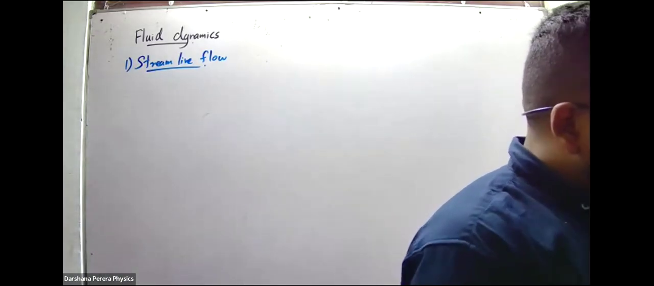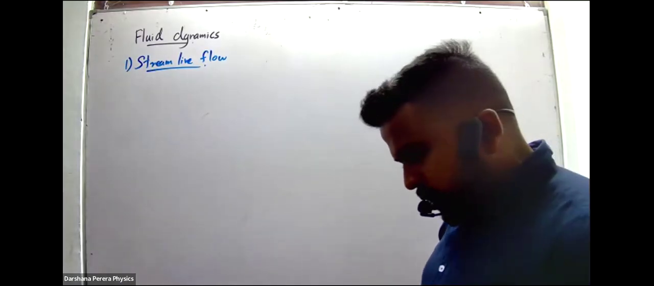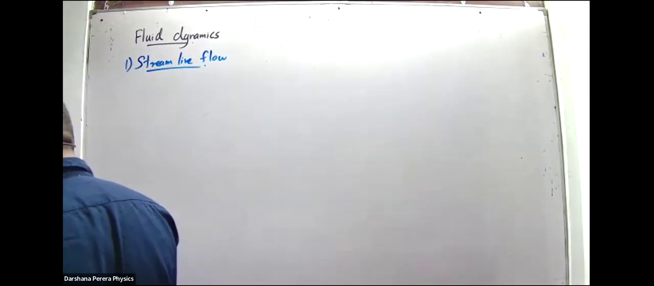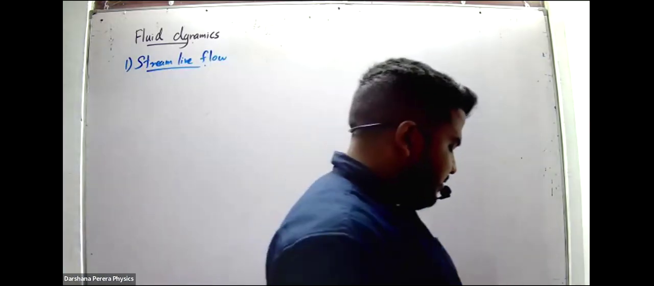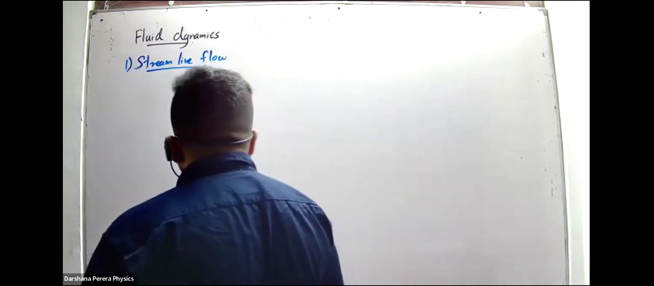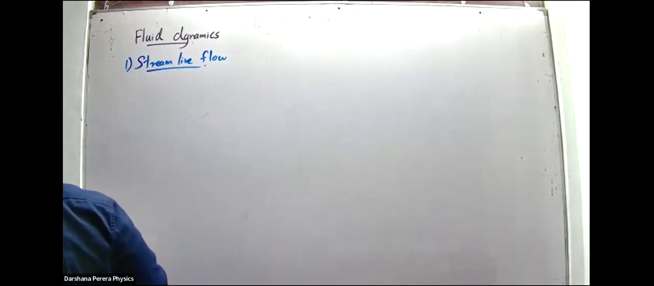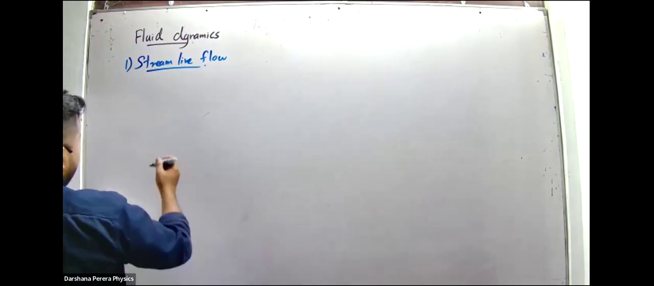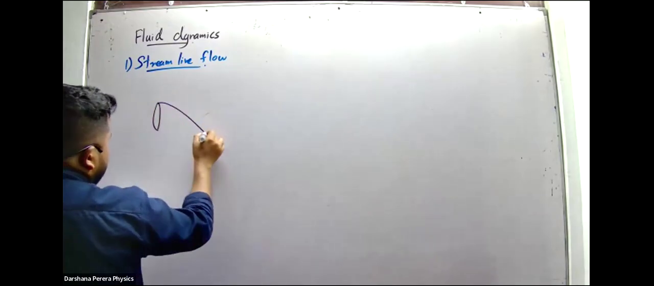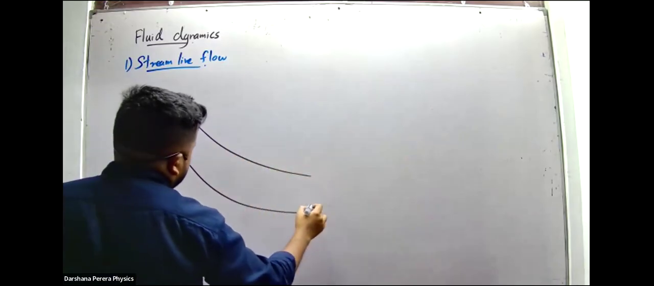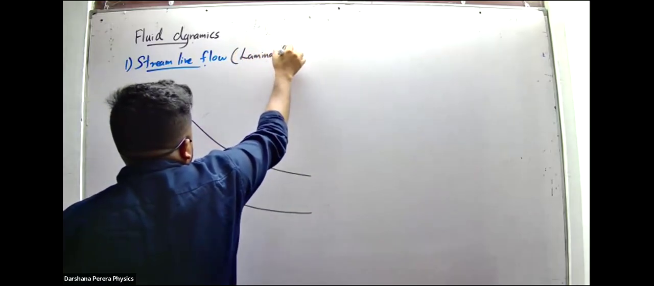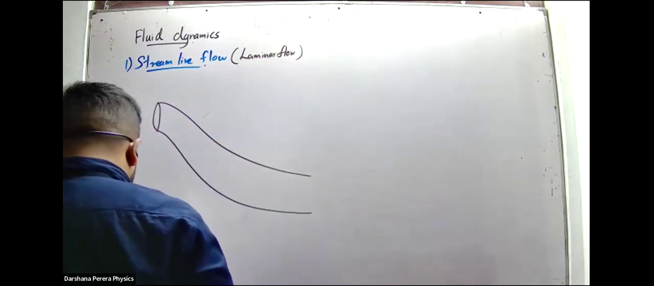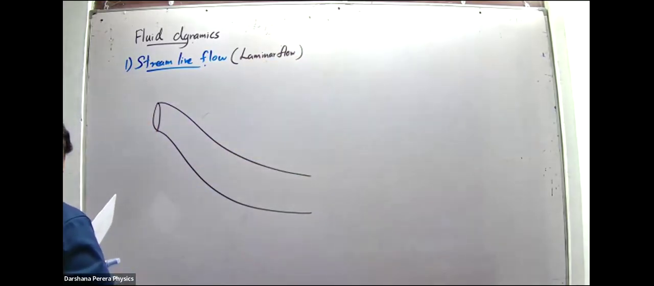In a streamline flow, the fluid flows as layers, hence it is also known as laminar flow.